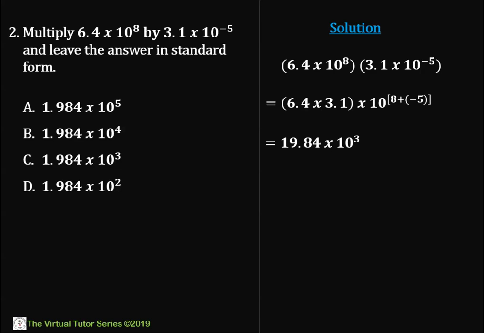This is still not in standard form. As such, we need to move the decimal point 1 digit from the right-hand side to the left-hand side. A movement of the decimal point from the right side to the left side results in positive exponents, whilst a movement from the left side to the right side results in negative exponent. So here we go. This results in 1.984 times 10 to the power 4. Therefore, the correct answer is option B.